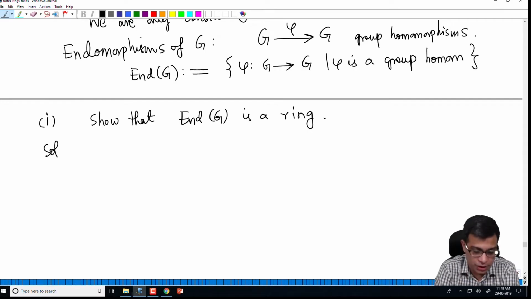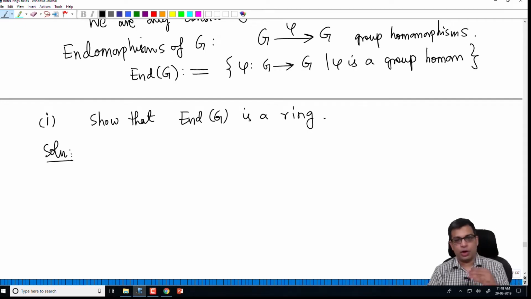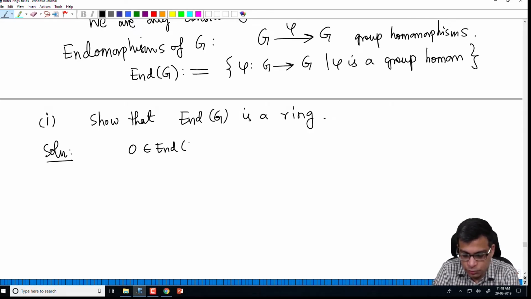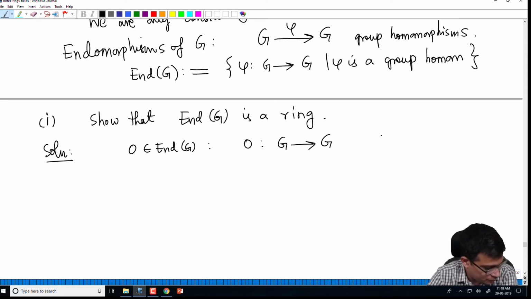Okay, the solution for this is very easy. I will not do all the details because I want to do some other problems also. So let me set this up and leave the actual verifications to you. This part is easy. Show that End(G) is a ring. So what do we do? First of all, 0 is there. What is 0? I'll just denote it by 0. It's the map from G to G sending every element to 0.